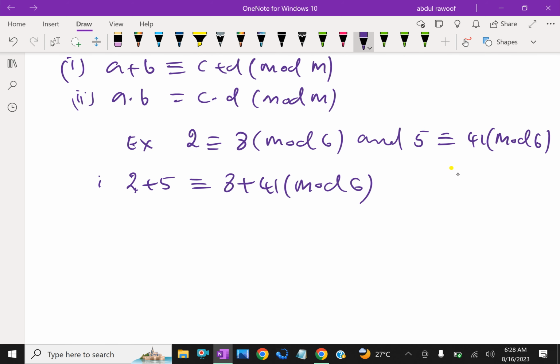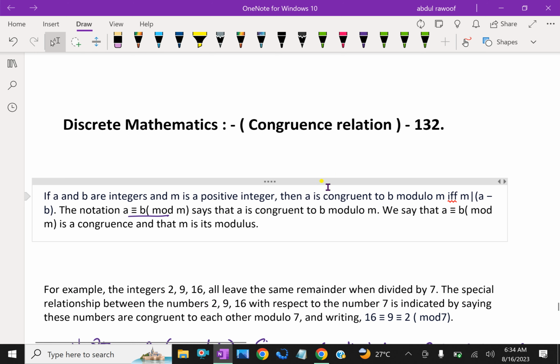So far we discussed residue classes of mod as well as congruence relations. In congruence relations, we discussed congruence between numbers as well as residue classes of the given numbers.